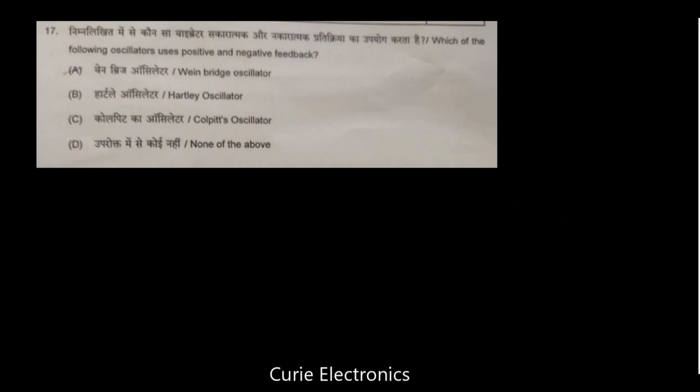Question number 18. Which of the following oscillators uses positive and negative feedback? Even I did not know before, but it is Wien-Bridge oscillator. It is Wien-Bridge oscillator which uses positive and negative feedback.